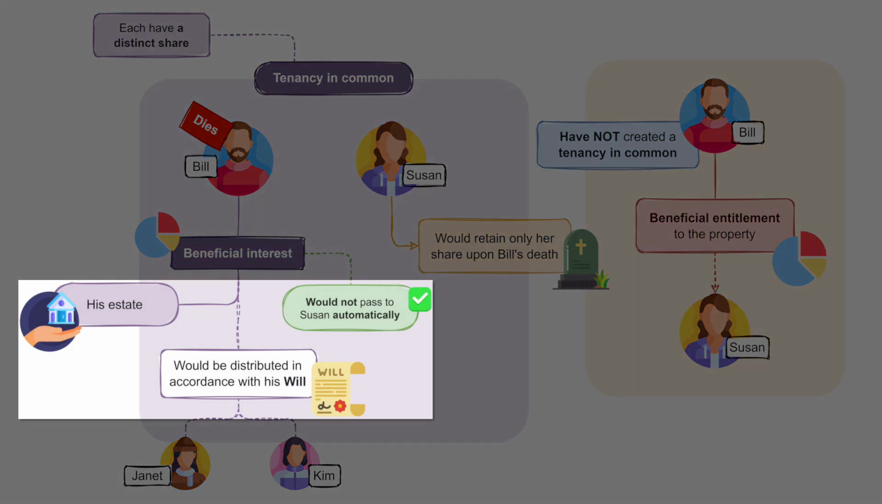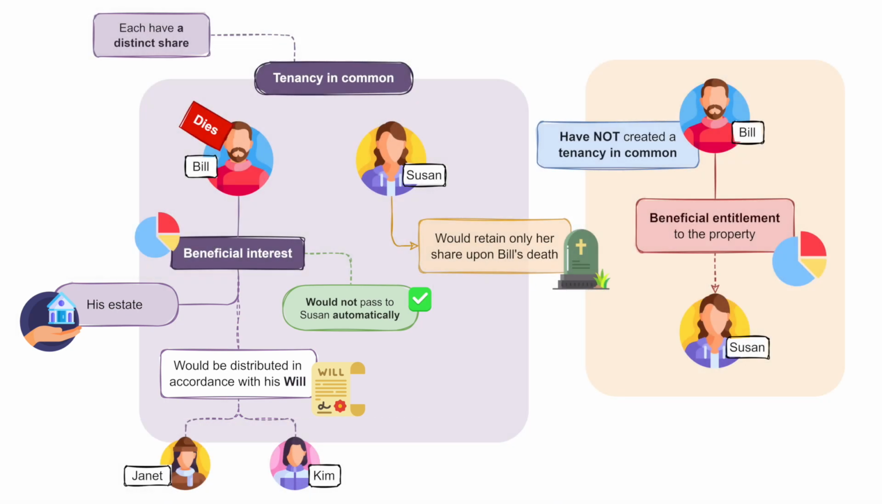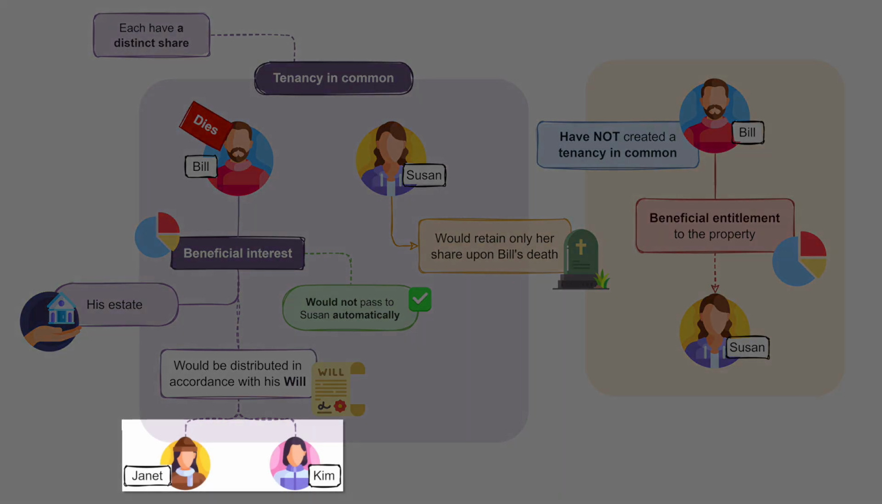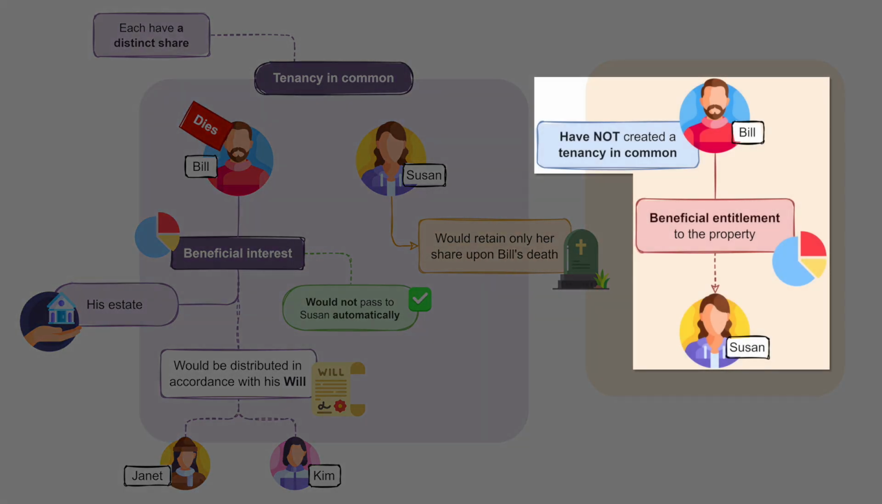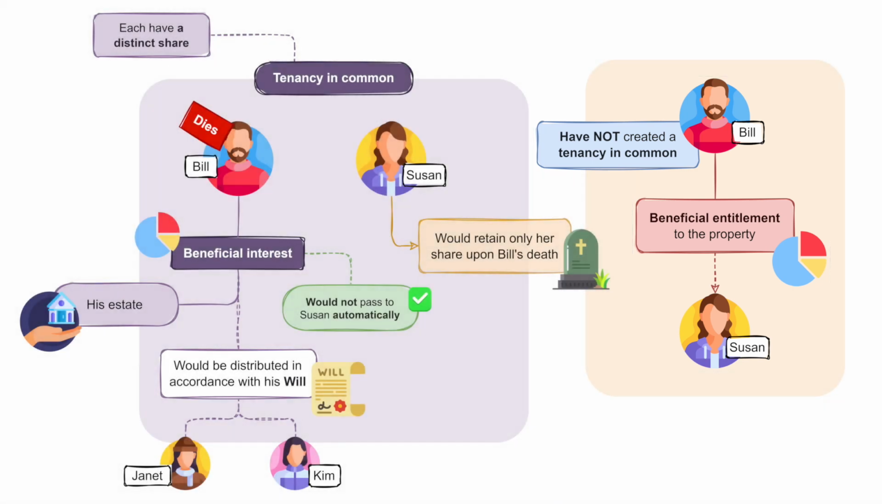So Bill's share would not pass to Susan automatically, rather it would go into his estate and be distributed in accordance with his will, if he had one, and to his two children, Janet and Kim, if that was the effect of the will. If he were not to have created a tenancy in common using the correct formalities, then the whole of the beneficial entitlement to the property would have passed to Susan. Now, Bill's beneficial interest in the property is a type of right that can exist only in equity. In other words, it is not registered at the land registry, and it can only be recognised in a court of law. So, what does this example show?